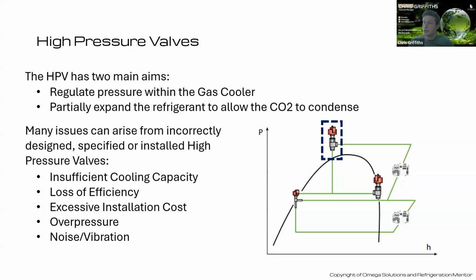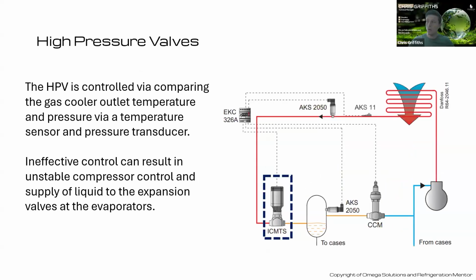So how do we actually control these systems? Well, there's a couple of different manufacturers with varying control structures. On the right-hand side, we've got an example of a Danfoss setup, ICMTS valve. Effectively, from the gas cooler outlet, we'll have a pressure transducer and a temperature sensor. With these two bits of information, the controller processes it and also talks to the compressors, the rack controller as well, or it'll be incorporated into the rack controller generally.